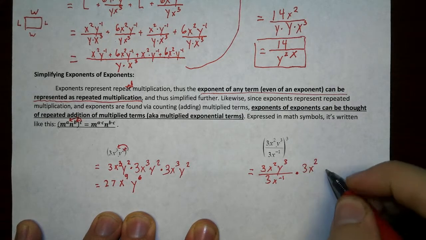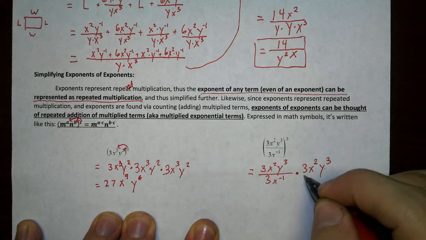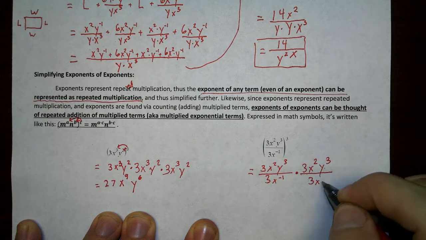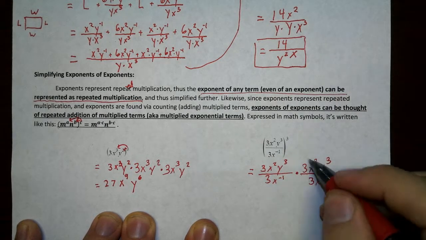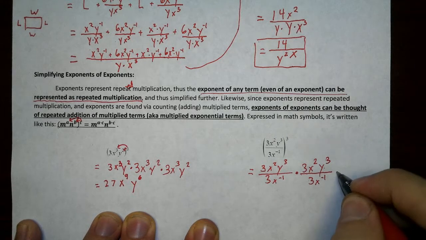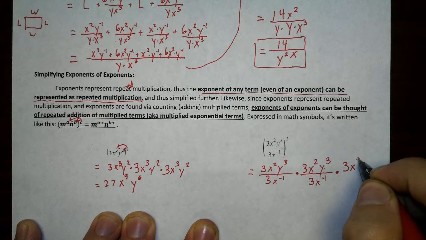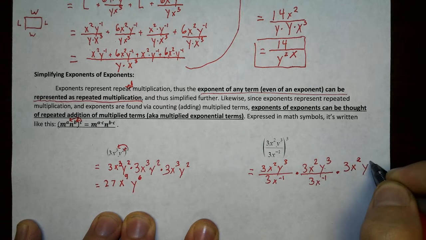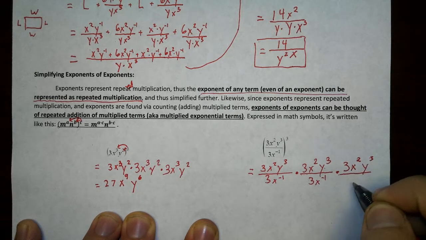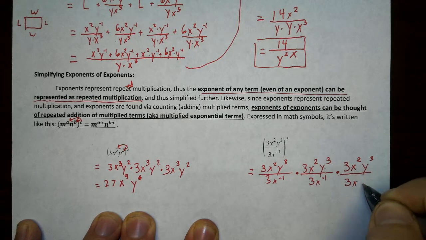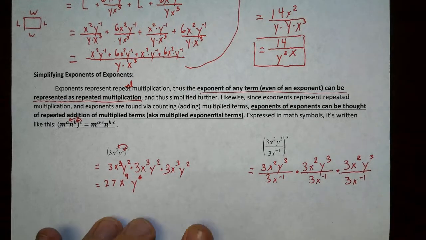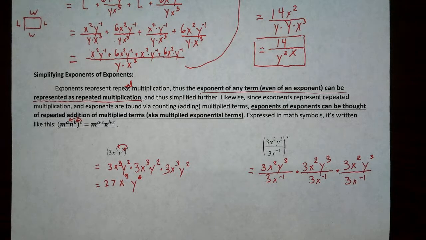3 times x to the power of 2 times y to the power of 3 divided by 3 times x to the power of 1, right? Just all that stuff. That's the second grouping of it. And then the last, right? This last grouping of it to bring us to our third multiplication of it. Alright? Now let's go ahead and simplify this.